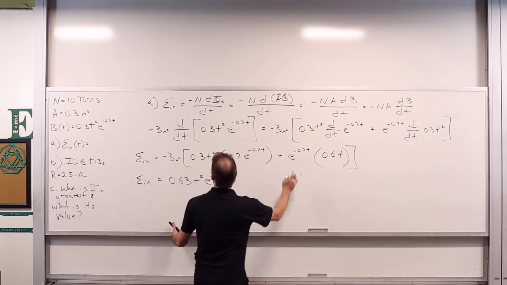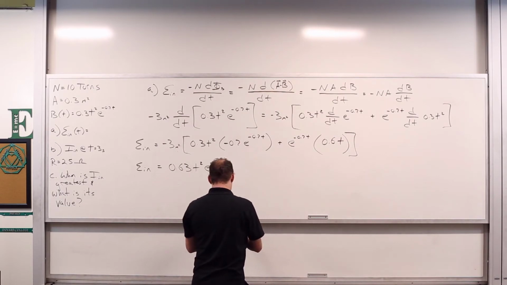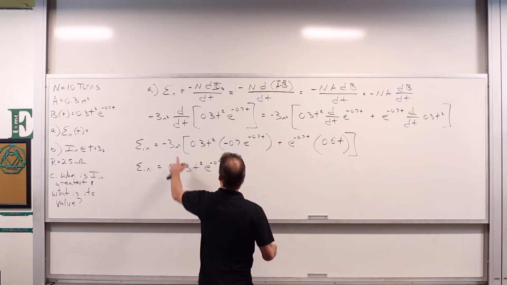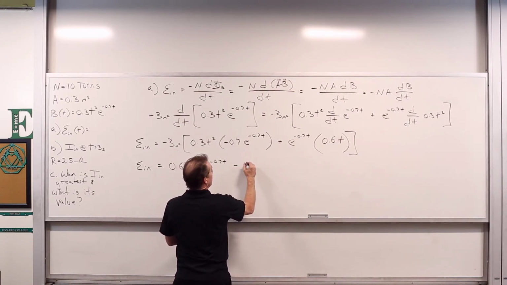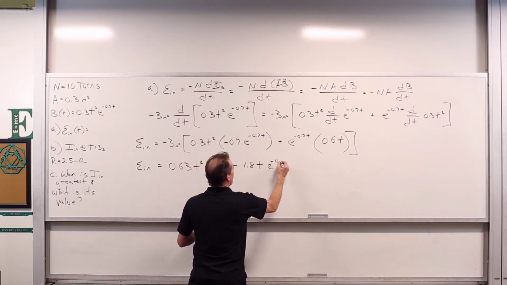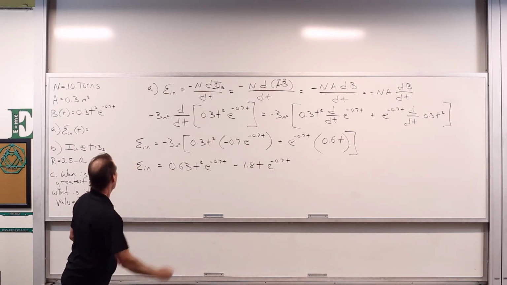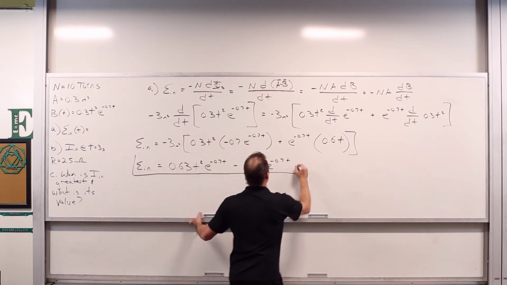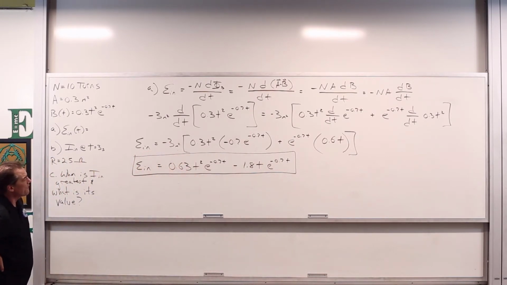And then we got 3 times that. That just gives us the 1.8, right? 0.6 times 3, 1.8. Negative 1.8 t e to the negative 0.7 t. There's our answer. There's the induced EMF as a function of time.